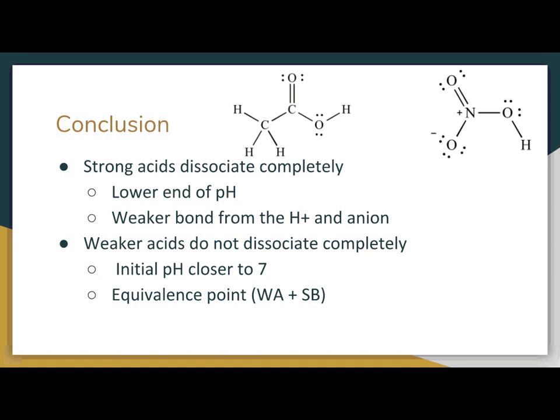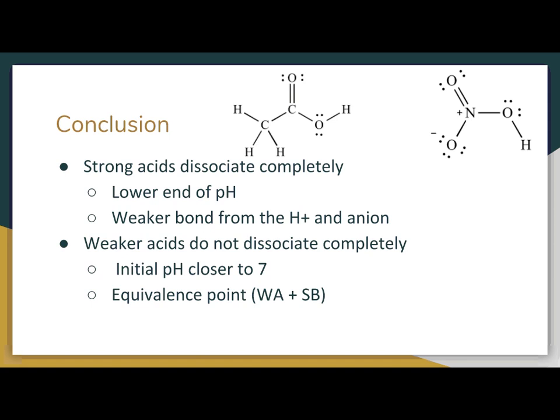And then for weaker acids, since they don't dissociate completely, the initial pH will be closer to 7, which we saw with acetic acid, whose initial pH was around 3. And also when we hit the equivalence point, it is going to be higher than 7 due to its conjugate base being stronger than the base's conjugate acid, thus creating OH minus ions.